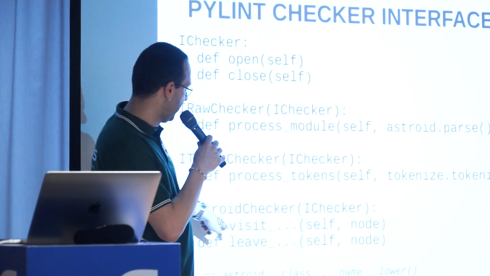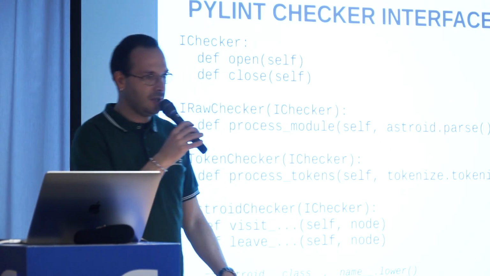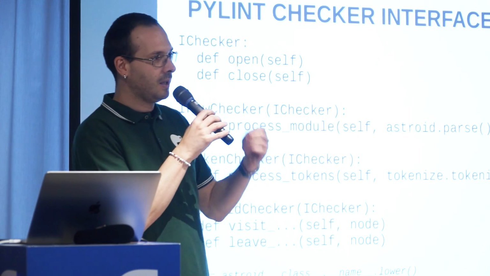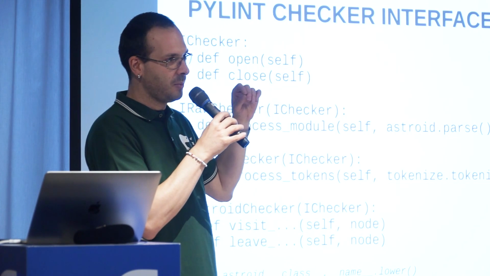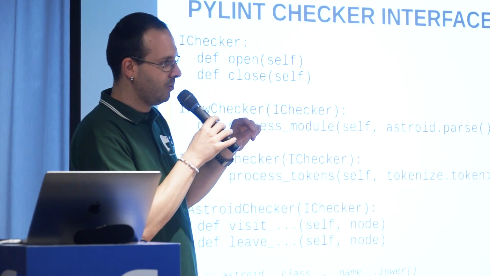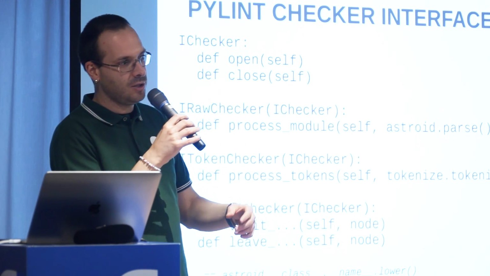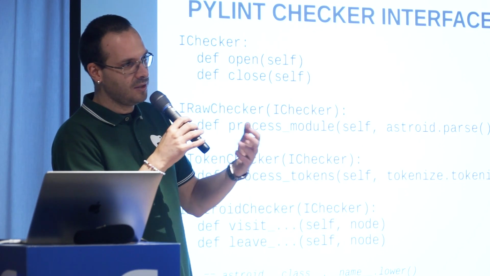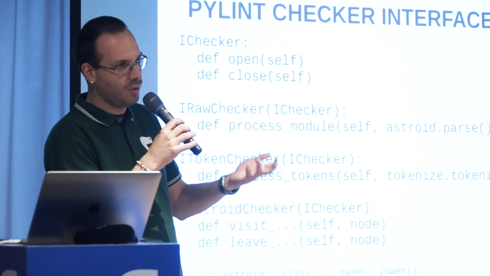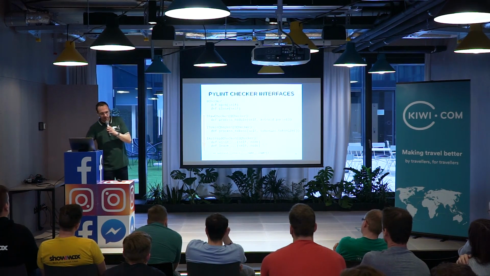So you need to implement visit_ and leave_, and the actual name of this method depends on the class name of the node which you want to inspect. So if I want to inspect a function definition, then the method will be visit_functiondef. If I want to inspect a class definition, it's visit_classdef. If I want to inspect a module, it can be visit_module or leave_module and so on. That's why you need to know the class names of these nodes.